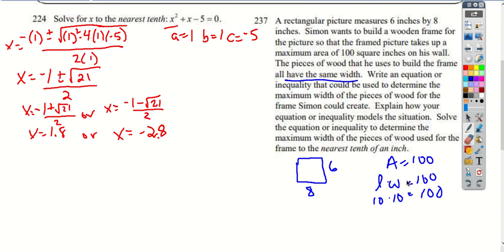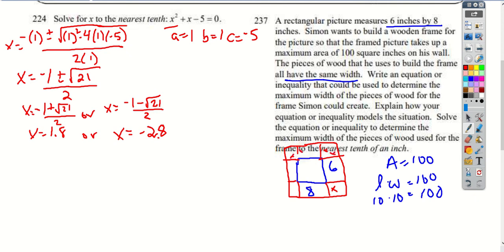Okay, so the timeout. Let's rewind. We got a little inaccuracy here. So first of all, the picture he has measures 6 by 8. We want to build a frame around the outside of it, so it's going to look like this. And I have to use the same inches of wood essentially. So I have to add the same amount on to every single side here, if you think about that, okay? And that number that I can add on to make my frame is essentially x. All right, so I'm going to add an x here and an x over here. I'm going to add an x here.